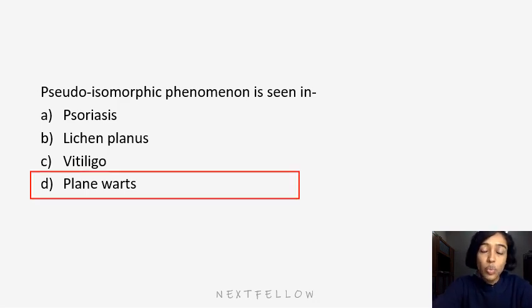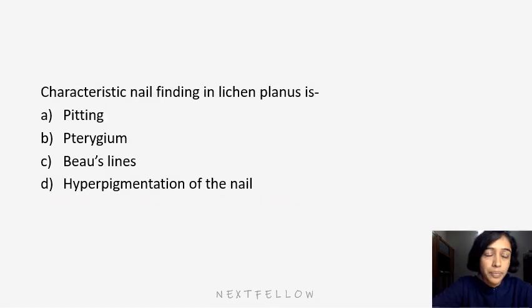Okay, that is where basically there is inoculation of the lesion in a linear fashion, by physical spread or by trauma. Since warts are infectious, from one wart, if there's a scratch, then there's a good chance that the wart will also get transferred onto the scratched skin. So that is called a pseudo-isomorphic phenomenon because it mimics Koebner phenomenon, but it's not really.